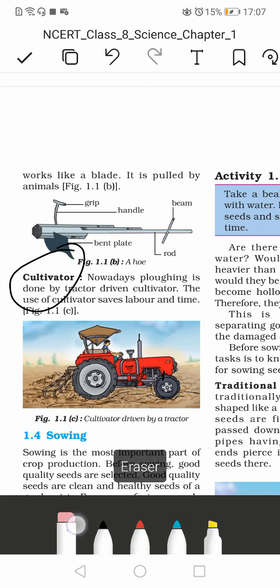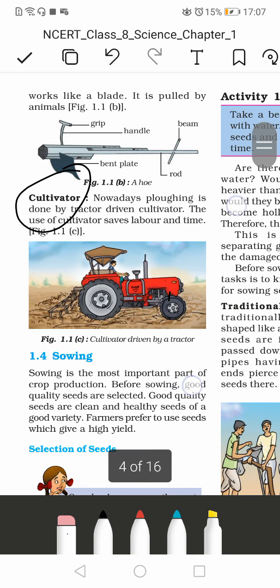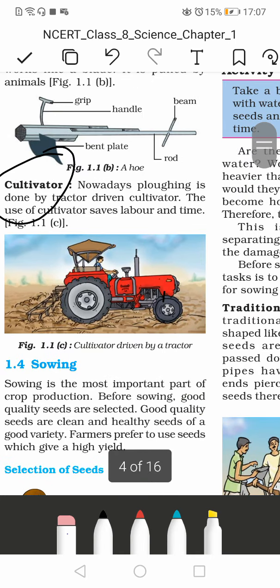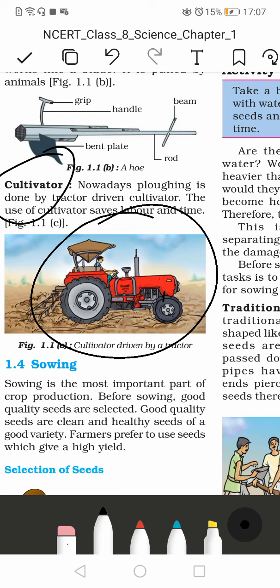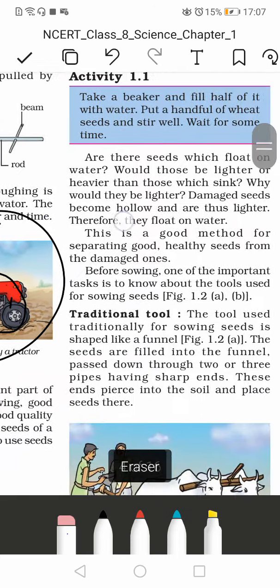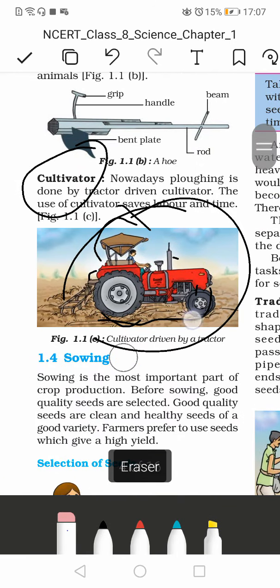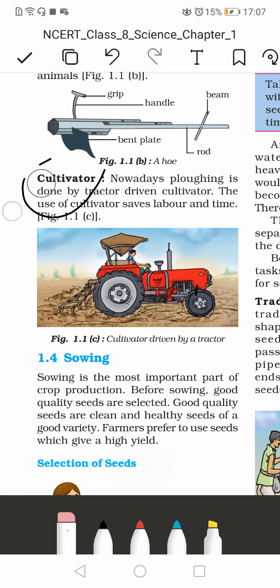So, what is a cultivator? This is a cultivator. See, a cultivator is driven by a tractor. As you can see, this is the tractor. Let's move on now. Nowadays, plowing is done by a tractor-driven cultivator. The use of a cultivator saves time and labor.